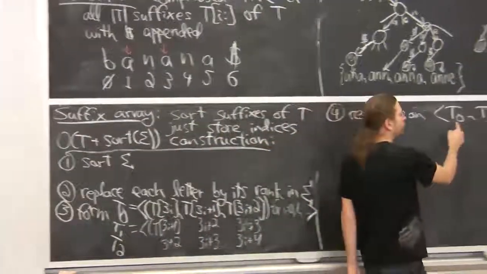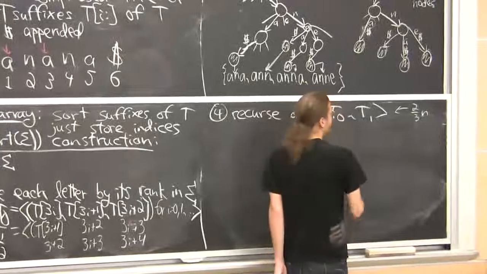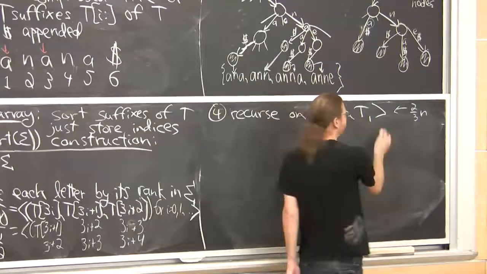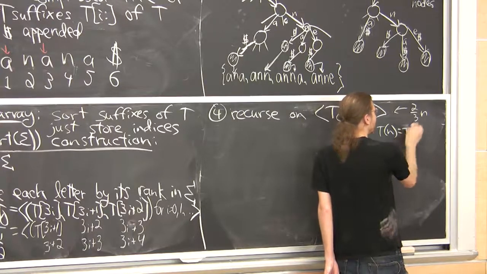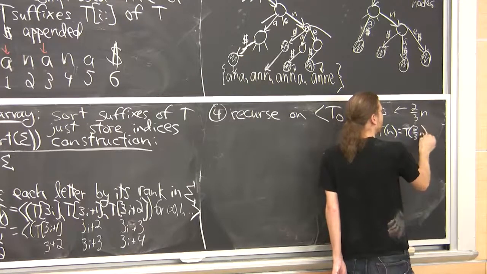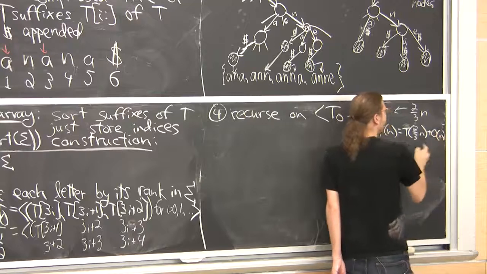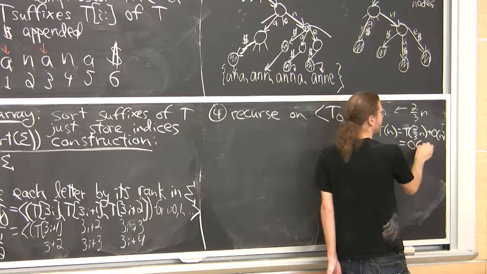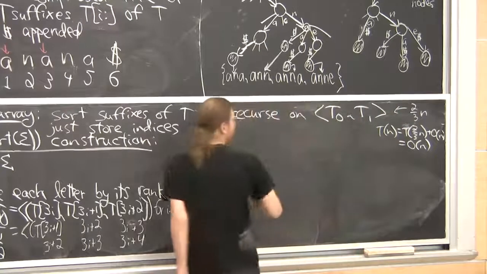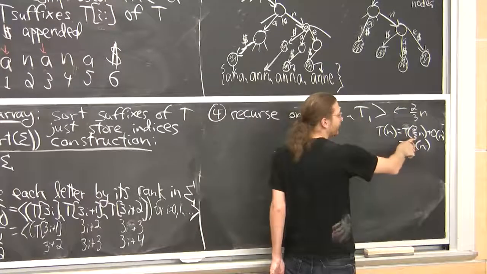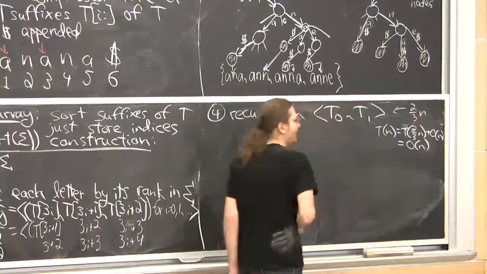We can't afford to recurse on all 3. We can only afford to recurse on 2 out of the 3, because then we're going to get a recurrence of the form T of n is T of 2/3 n plus order n. And this is geometric, so that's order n. That's how we're going to get linear time after the first sort. If this was 3/3 n, then this would be n log n. We don't want to do that.